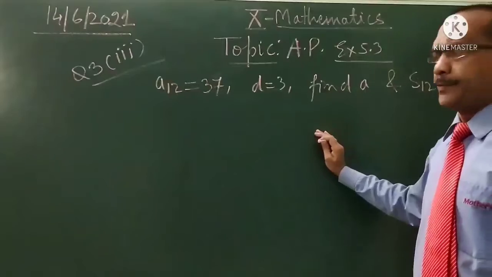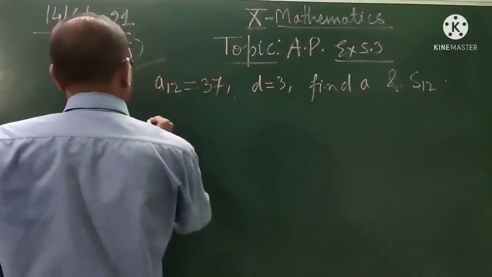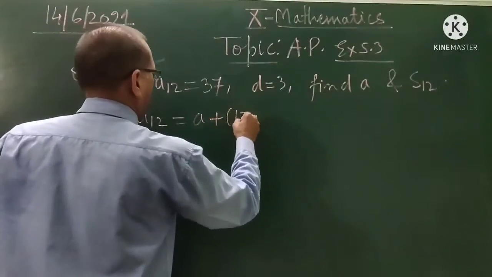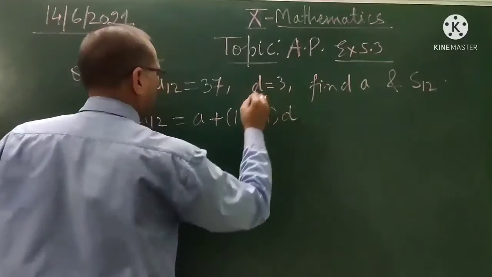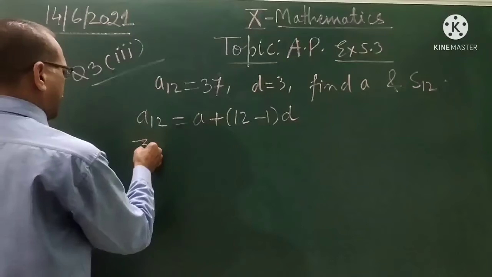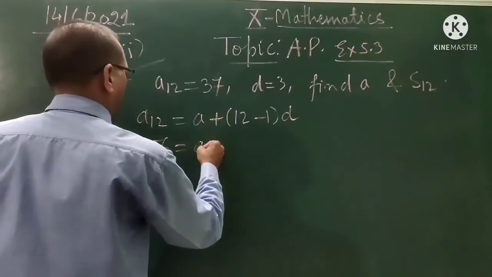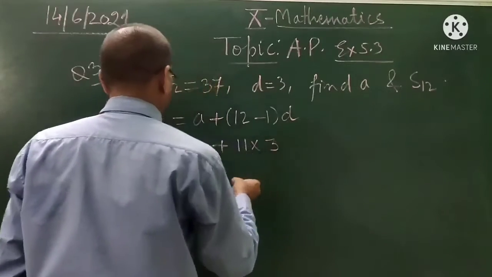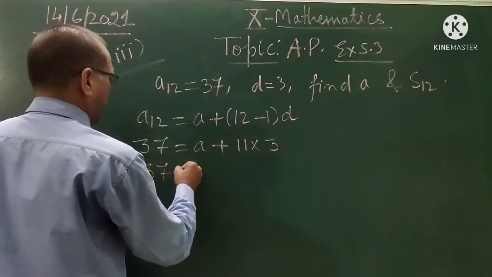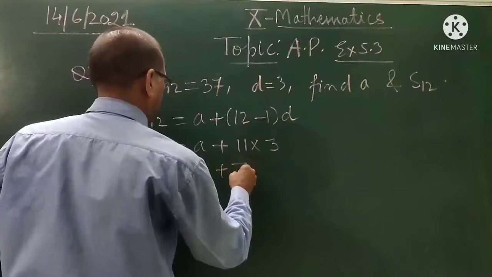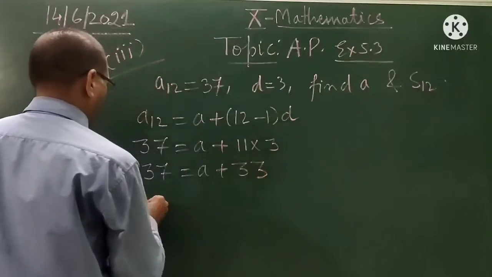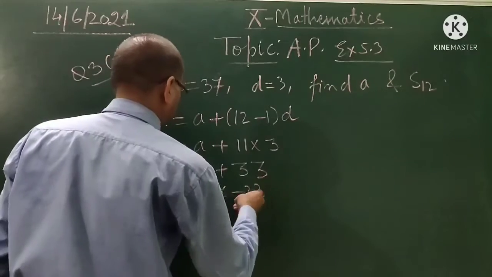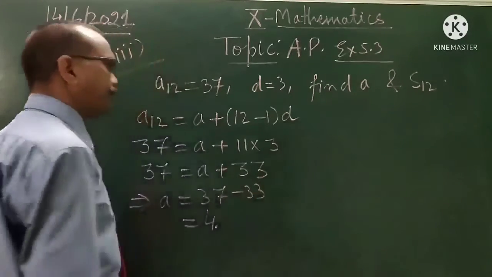Student, see, A12 equal to A plus 12 minus 1 into D. A12 is given 37, A we have to find, it is 11 into D equal to 3. Then 37 equal to A plus 33. Now A equal to 37 minus 33, which is 4.